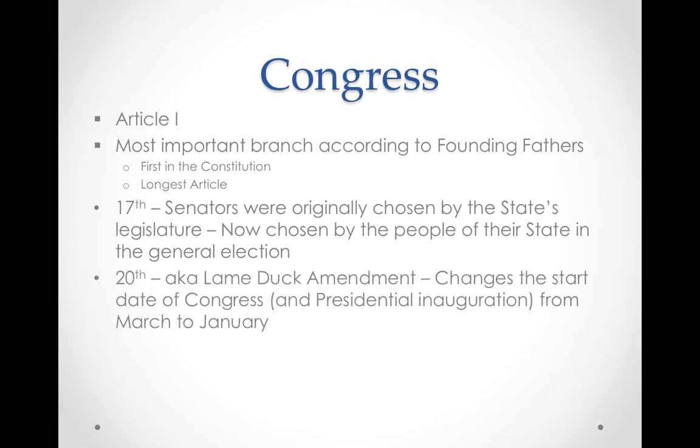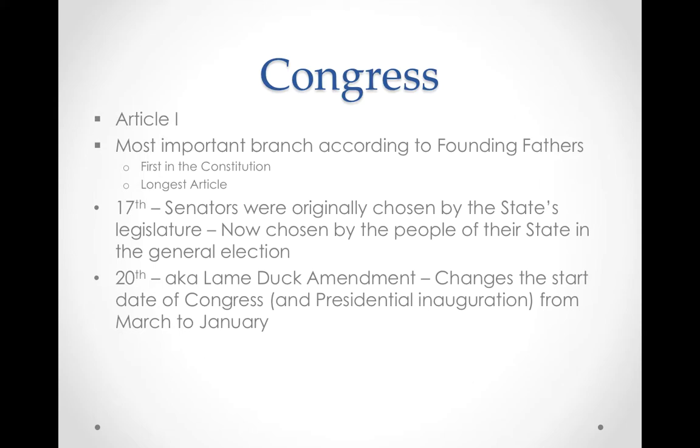The 20th Amendment, which was also known as the Lame Duck Amendment, changes the start date of Congress and presidential inauguration. There used to be a longer span of time between when we had the elections in November and when the new Congress started and when the president took office. So we don't have that long period of time.